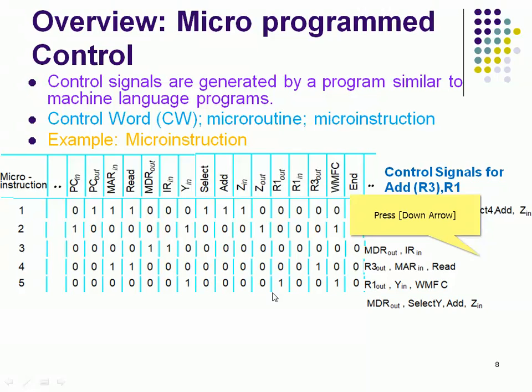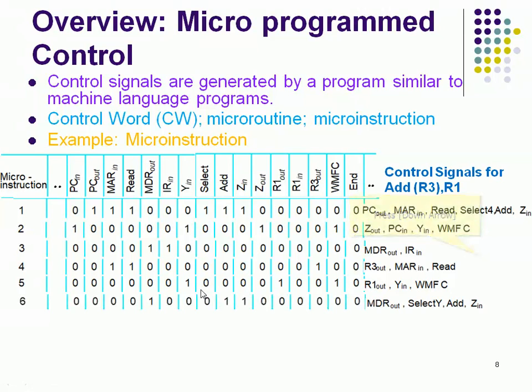So we plan to add those. That is the intention behind executing this instruction. So both get added. It is an add operation. After performing the addition, what will happen? The result will be at the ALU. So we have to take that copy and put it somewhere. Where do we put it? In Z in, right? For this, what is the micro instruction? MDR out, select Y, add, and Z in are all 1, remaining will be 0, right?